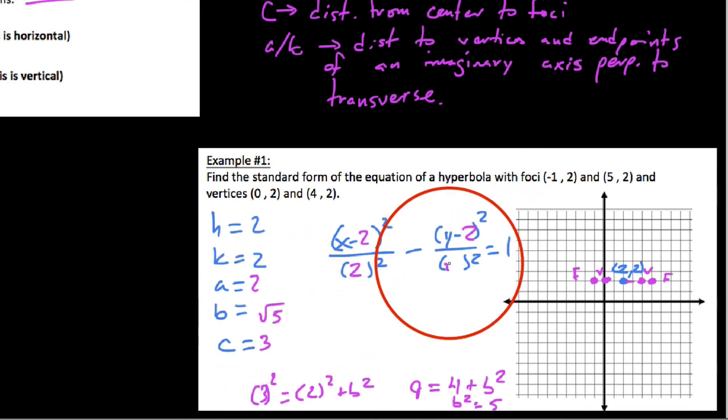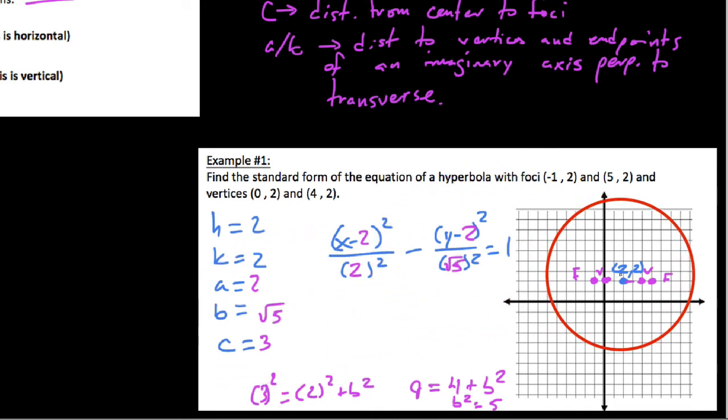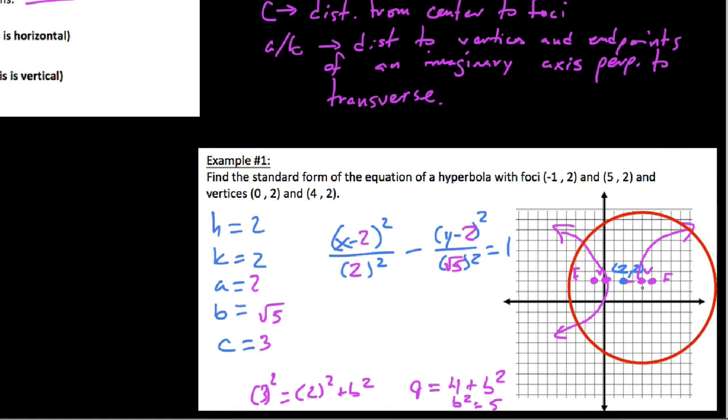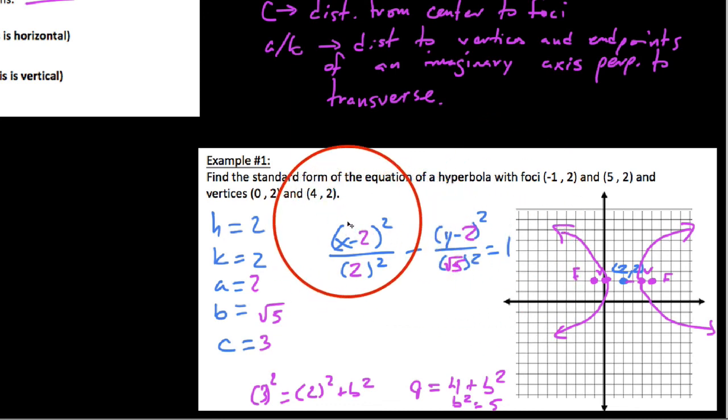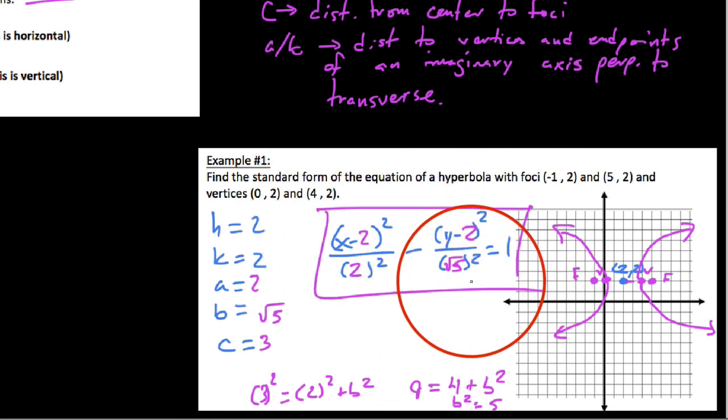If I went up and down root 5, I would actually get to the ends of some imaginary axis here. But basically, in terms of sketching this, if I wanted to find what this actually looks like, I would give a rough sketch that would look something like this. It's not going to be beautiful, but it does have to go through the vertices, and it has to open towards the foci. This would be our hyperbola, and this would be its standard form equation right there. So that's what a hyperbola is.